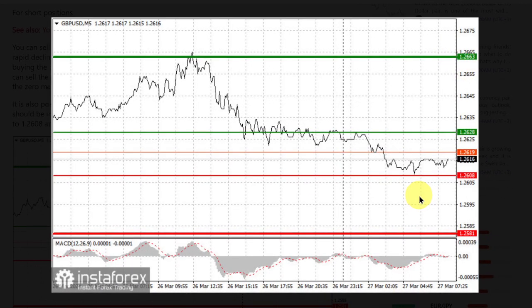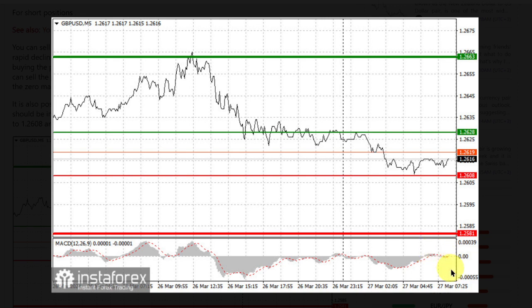For short positions, you can sell the pound after testing the level of 1.2608, the red line on the chart, which will lead to a rapid decline in the pair. The target will be 1.2581, the level where I recommended leaving the market and buying the pound immediately in the opposite direction, counting on the movement of 20-25 points. You can sell the pound in support of the downtrend. When selling, make sure that the MACD line is below the zero mark or drops down from it.